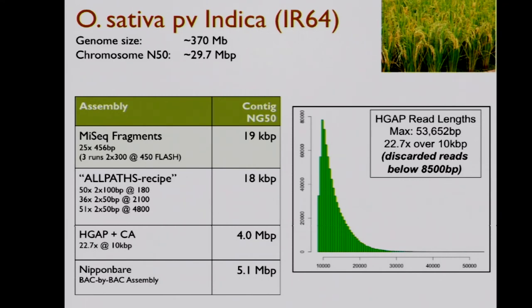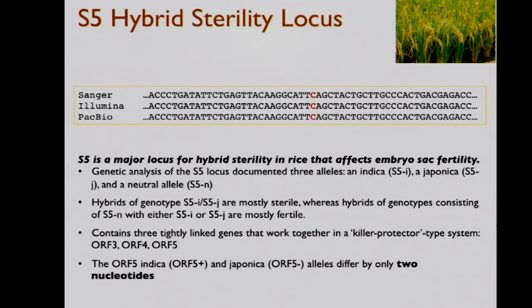This is interesting just from the stats here. But I thought it'd be useful to drill down and ask the question, what does it really mean to have contigs that are 4 megabases instead of 20 kb? So one of the features we're interested in is in rice. It turns out that if you try to breed together certain varieties, only certain types are compatible with each other. There's a locus that controls this, and it's broken into about half a dozen different segments.